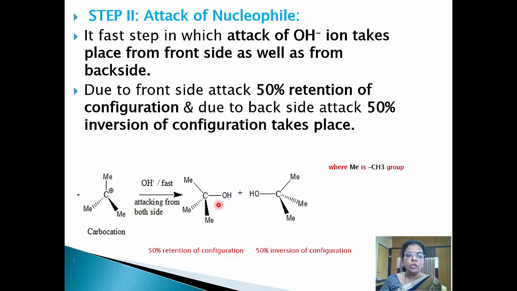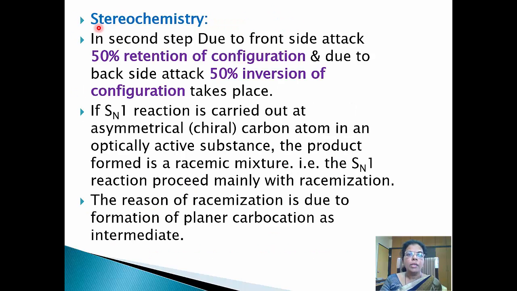Therefore when front side attack takes place, this is tertiary butyl alcohol in which there is 50% retention of configuration, that is, the substrate and this tertiary butyl alcohol have the same configuration. But when backside attack of OH minus ion takes place, then we get 50% inversion of configuration. Now stereochemistry. In the second step, due to front side attack, 50% retention of configuration, and due to back side attack, 50% inversion of configuration takes place.